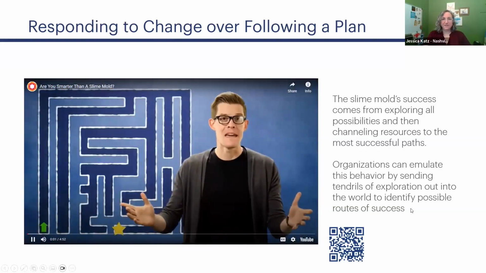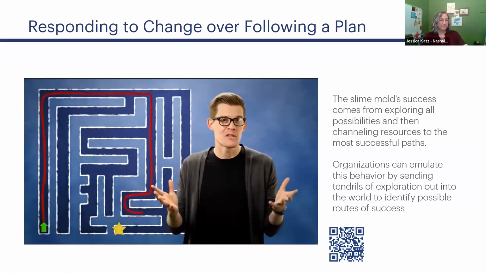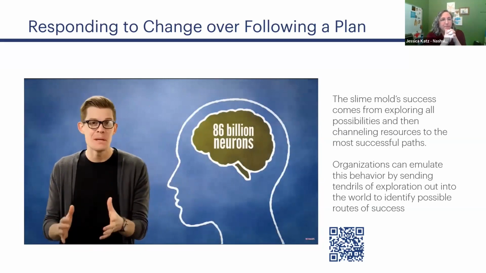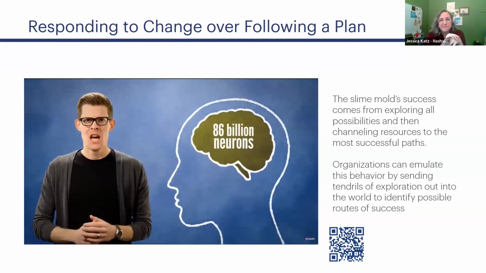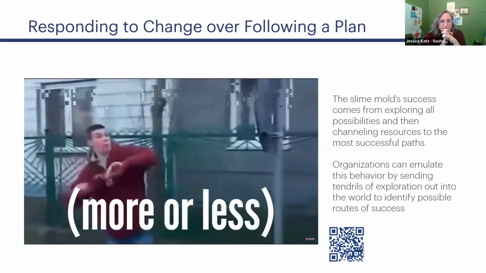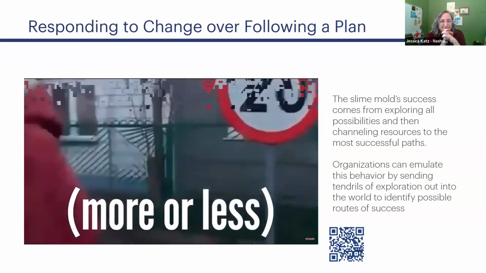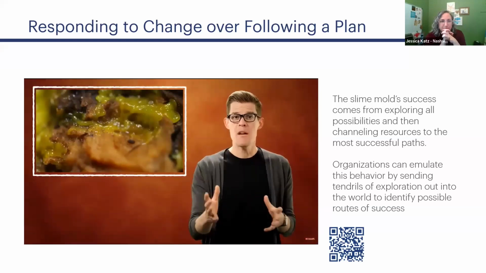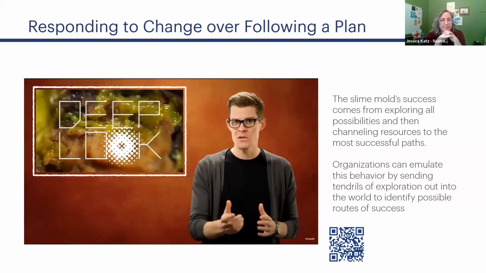This is a pretty simple maze. It shouldn't be too hard for you to solve. Of course, you're pretty smart. You've got 86 billion neurons at your disposal. You're a member of the most intelligent species on the planet. But what if you were a pulsating wad of yellow goo? I'm gonna let my friend Amy from Deep Look introduce you.